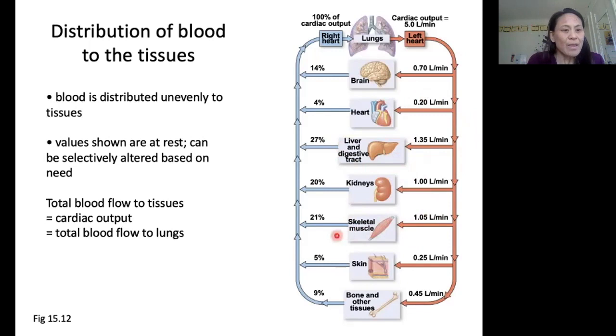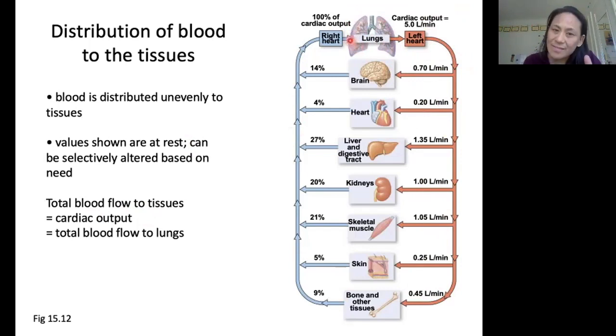I want to make sure that I emphasize this point here, that the total blood flow to the tissues is going to be equal to the cardiac output. If you were to add up the blood going to all of the tissues in the body, they would add up to the cardiac output. That may seem obvious, I don't know. And the total blood flow to the lungs is also the same as the cardiac output.